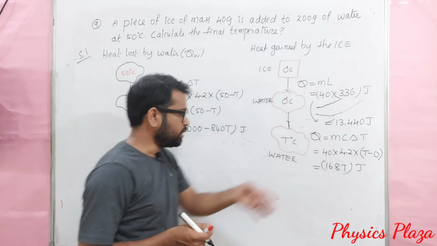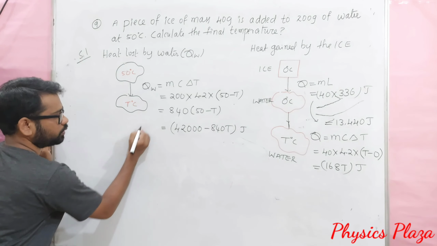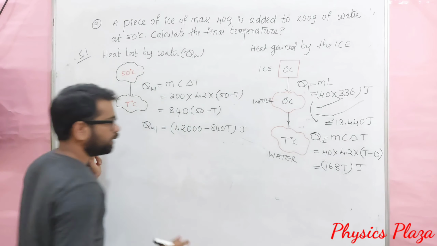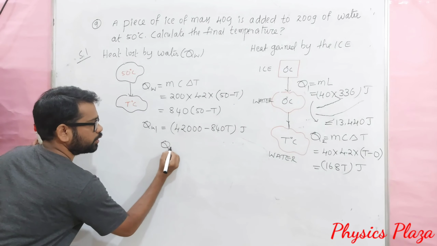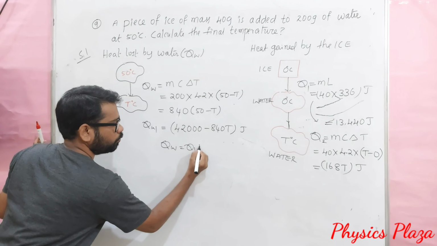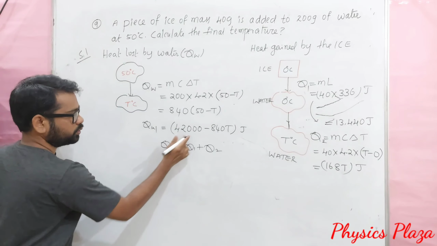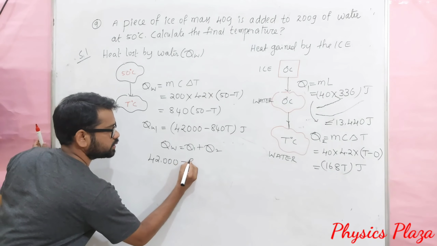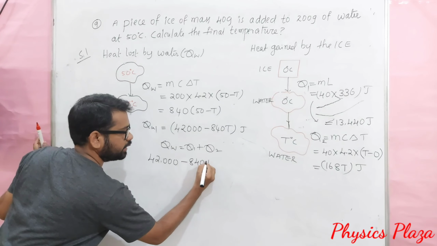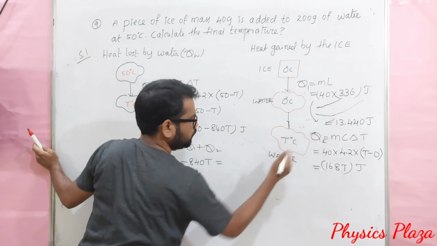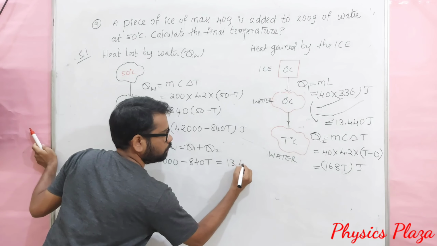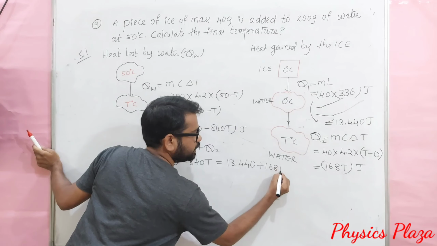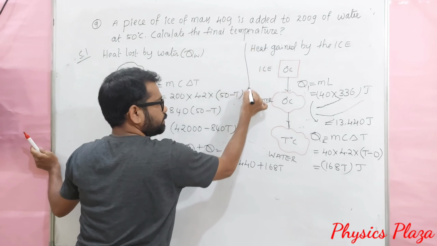Now we have to equate this energy: heat lost by the water is equal to heat gained by the ice. Let us equate, children. Let us say the heat gained is Q1 and Q2. According to the principle of calorimetry, Q_W is equal to Q1 plus Q2. So this will be 42,000 minus 840 T is equal to 13,440 plus 168 T.